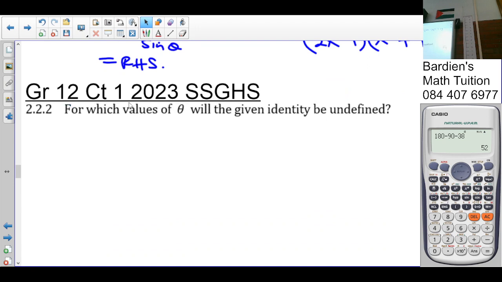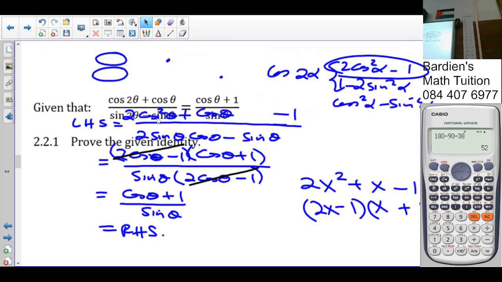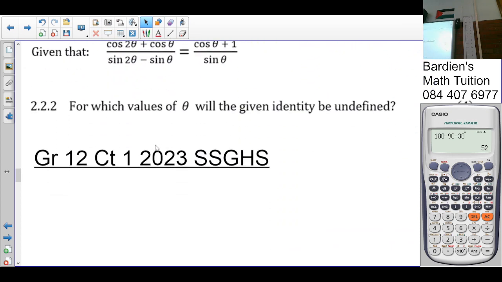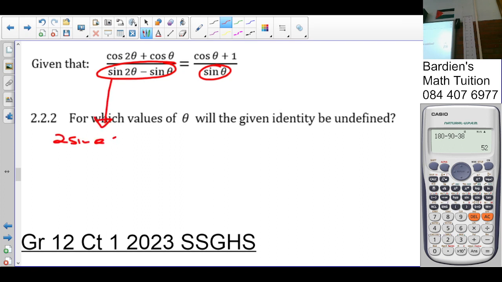Then the question says, for which values of theta will the given identity be undefined? Just draw this identity down here. When is an identity undefined? It is when the denominator is equal to 0. So looking at that denominator here, it is where 2 sine theta cos theta minus sine theta is equal to 0. We factorize and work with this already. So we could have gone straight and said sine theta times (2 cos theta minus 1) is 0. We could have gone straight into that, because we worked with it already.